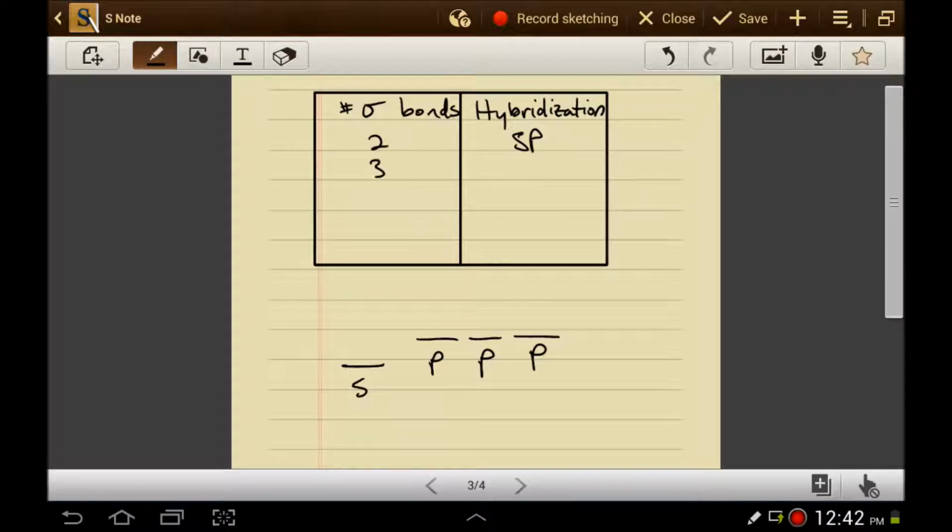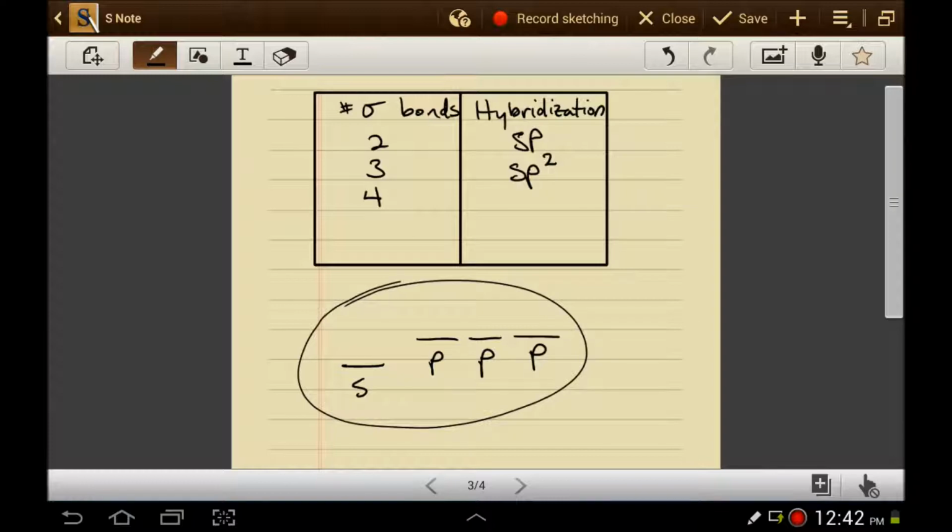If we had 3 sigma bonds on the central atom, we would need the first 3 orbitals to hybridize. We would average their energies and make 3 sp2 hybrid orbitals. If we needed to have 4 sigma bonds, we would need the first 4 orbitals. We would average these 4 orbitals in terms of energy and make 4 equal energy sp3 hybrid orbitals.